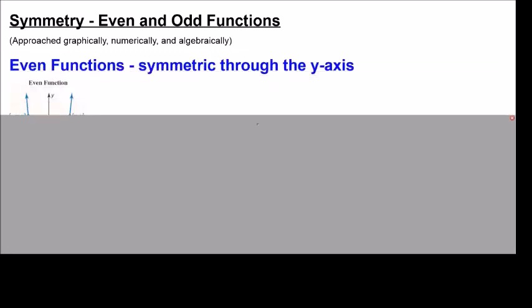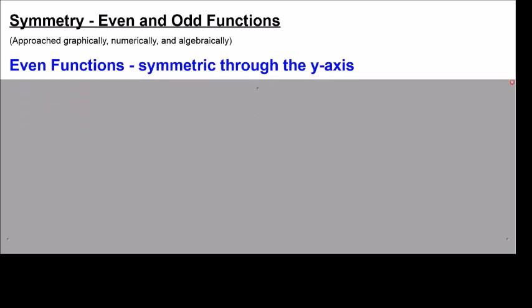In this video, we're going to talk about some approaches you can take to determine whether a function is even or odd, meaning whether it has symmetry through the y-axis or origin, or maybe there's a function that doesn't have either of those symmetries. So let's take a look at what an even function is.